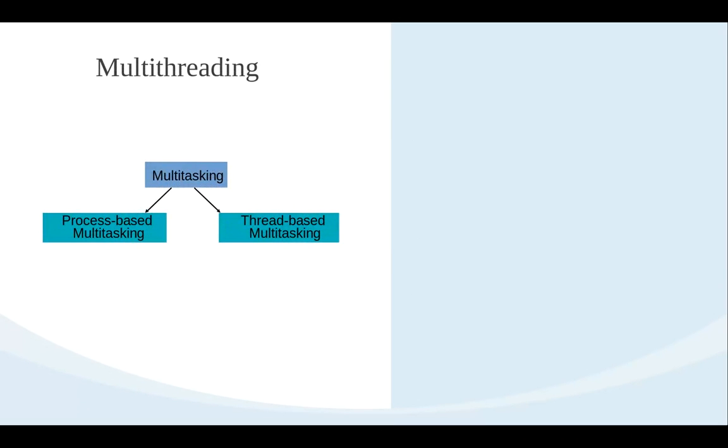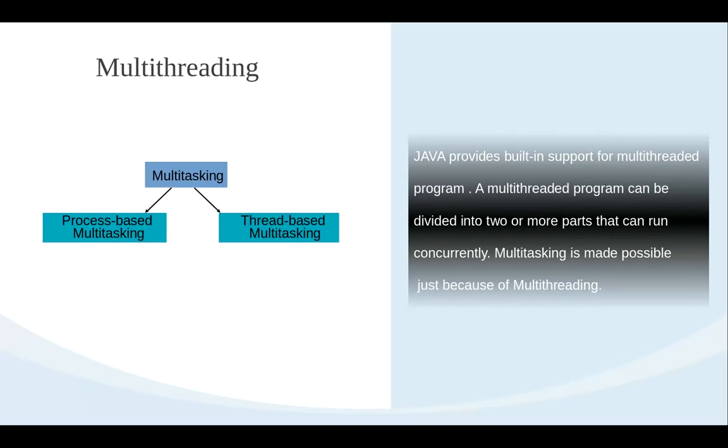Now, coming to multi-threading, what is multi-threading? Java provides good support for multi-threaded programs, and a multi-threaded program can be divided into two or more parts that can run simultaneously or concurrently. Multi-threading means a program can be divided into n number of threads, and these threads run concurrently. Then it is known as a multi-threaded application or program. Multitasking is made possible just because of this multi-threading.